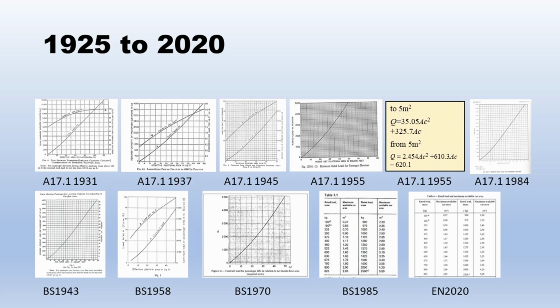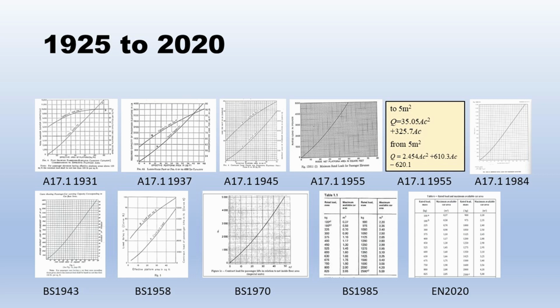This slide shows the progression of car loading over the period 1925 to the present time. The top set is what was happening in the US A17.1 code, and the bottom set shows the British progression, which started in 1935. Over this 100 years, the 1925 chart was progressively tweaked. For example, the 50 square feet, £4,400 relationship became 50 square feet and £5,000.